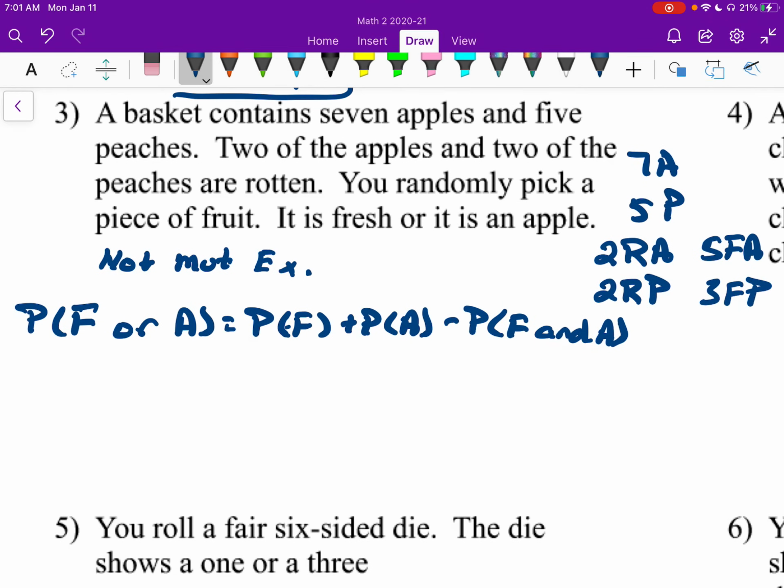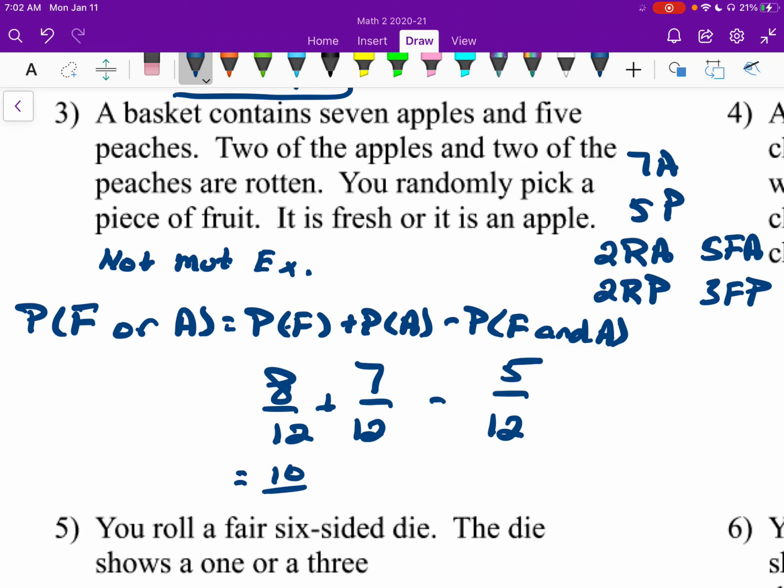All right, how many total pieces of fruit do we have? We have 7, and then 5 gives me 12, so all of these have a denominator of 12. Fresh fruits, we have 5, 6, 7, 8 fresh fruits. And how many apples? We have 7 apples. And then how many fresh apples do we have? We have 5. So this is going to be 8, 9, 10 twelfths. Is that right? 10 twelfths? Yes. 10 over 12, which is 5 over 6. And there we are.